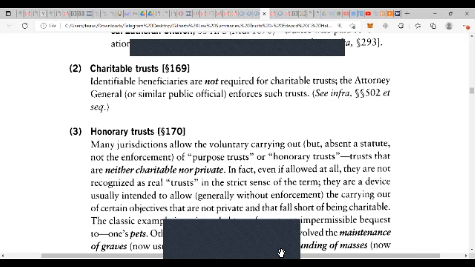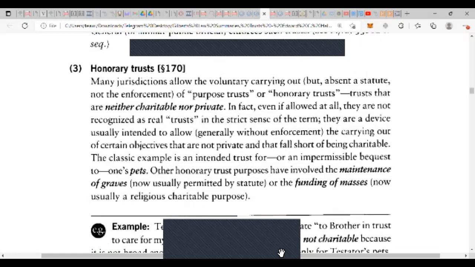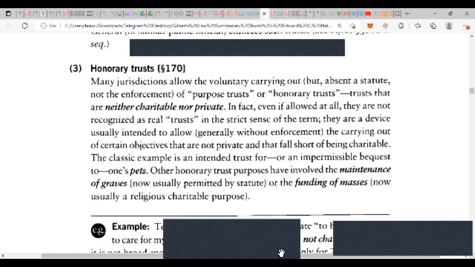Number 3, honorary trust, section 170. Many jurisdictions allow the voluntary carrying out, but absent a statute not the enforcement, of the purpose trust or honorary trust, trusts that are neither charitable nor private. In fact, even if allowed at all, they are not recognized as real trusts in the strict sense of the term. They are a device usually intended to allow, generally without enforcement, the carrying out of certain objectives that are not private and that fall short of being charitable.